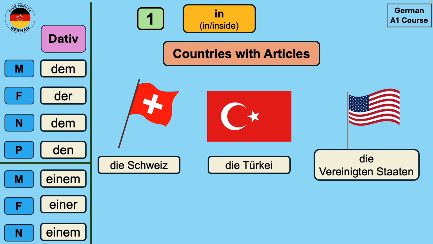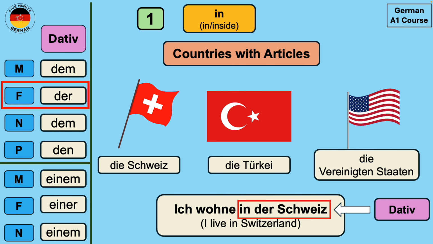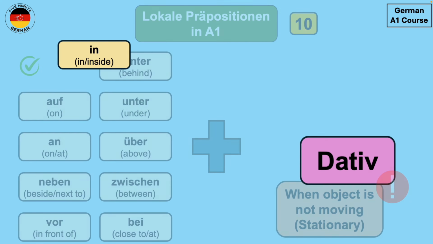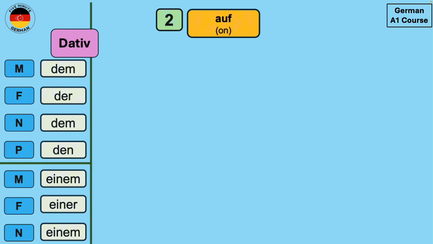So if you want to say, I live in Switzerland, then you will say, ich wohne in der Schweiz. You see over here we have converted the article die to der, which is the dative form. So whenever you have a country which has an article, then you will convert it into its dative form. Otherwise, you don't use any article. So this was in. Now let's take a look at the second preposition, which is auf, which means on.